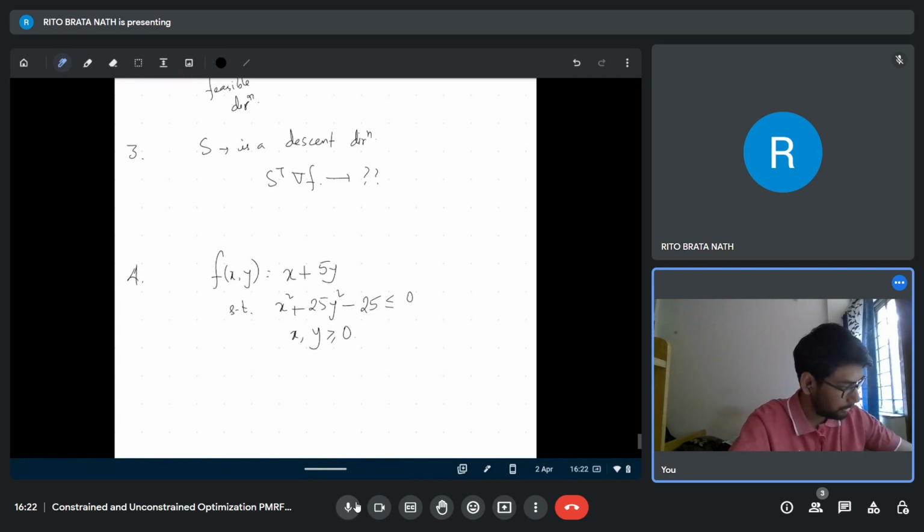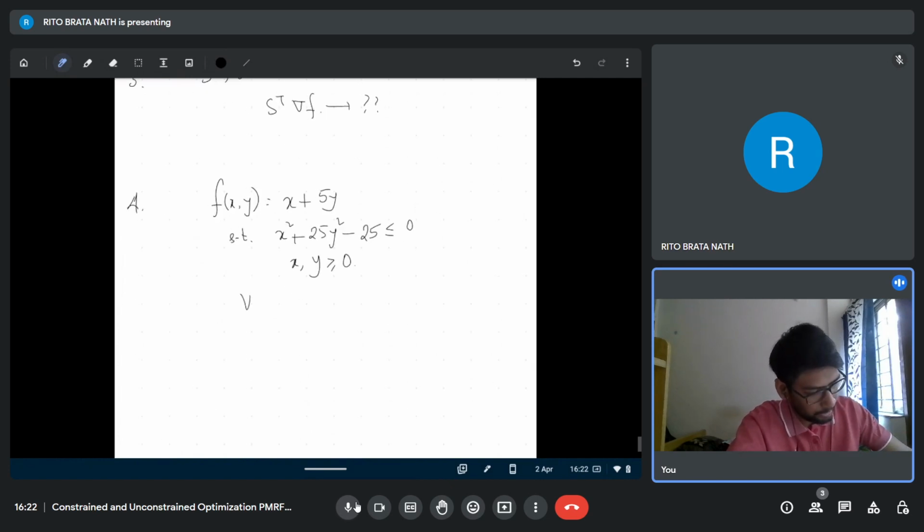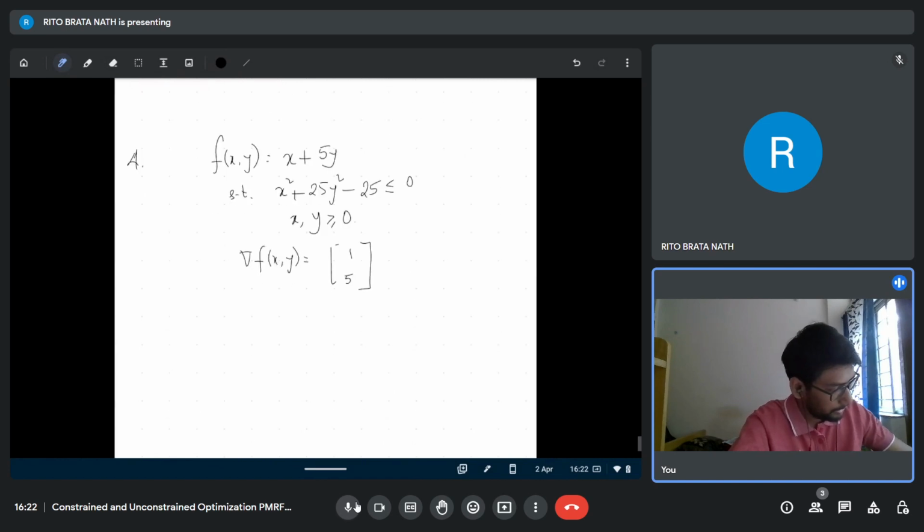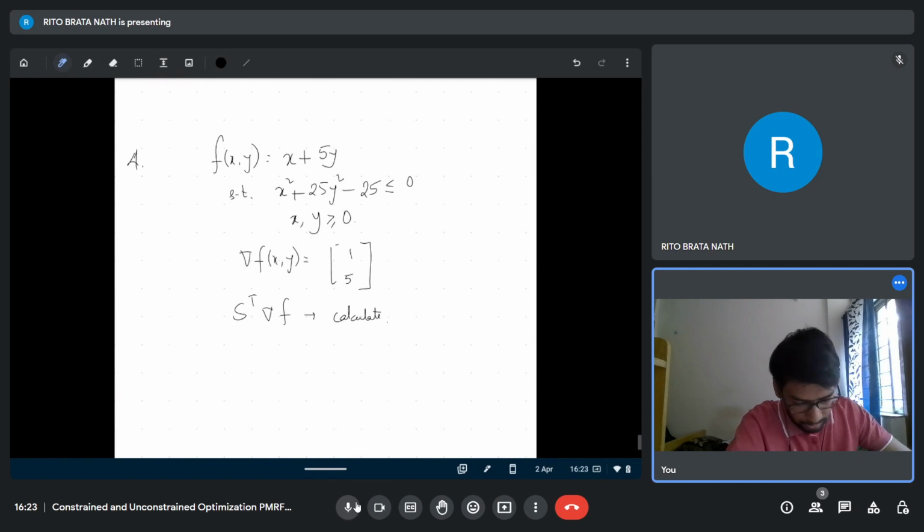Then first you can find the gradient. So the gradient of (x, y) is (1, 5). And then your s is something that is given. So s is a descent direction, but now you have to calculate this, and based on that, check which s is the descent direction at that point. The gradient doesn't change at any point, so I think you'll be able to solve it.